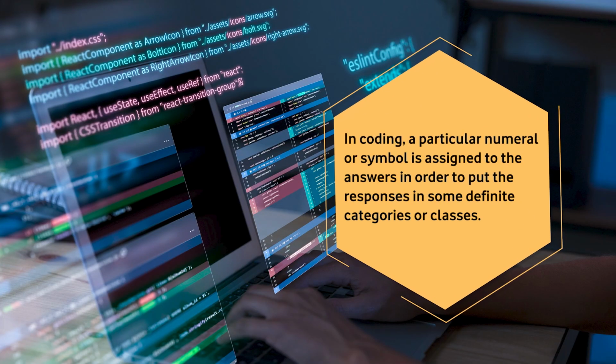In coding, a particular numeral or symbol is assigned to the answers in order to put the responses in some definite categories or classes. For example, while we are designing the questionnaire itself, when you put a question like, what is your gender, right? Male can be given as 1, female can be given as 2, like this.